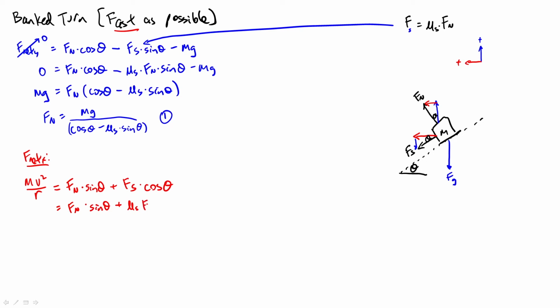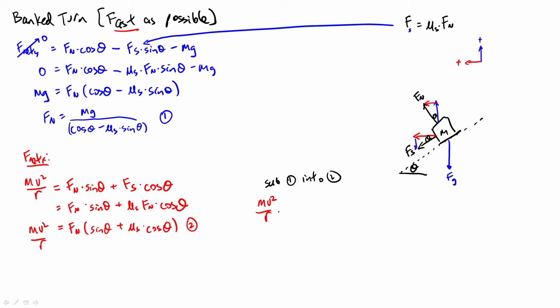Plus mu s times Fn times cosine of theta. And yeah, you could sub in this first equation right over here, and then once again right over here, but you can imagine the disaster that we're going to create by doing that. So before we go there, how about we just factor out the Fn, and you'll see that after we sub it in, it won't be as crazy looking. Plus mu s times cosine of theta, and that's equal to our mv squared over r. That's equation number 2. Alright, so let's sub 1 into 2.